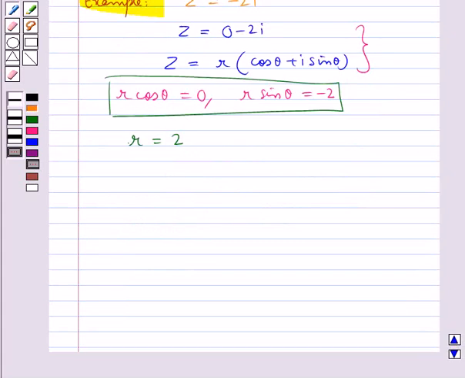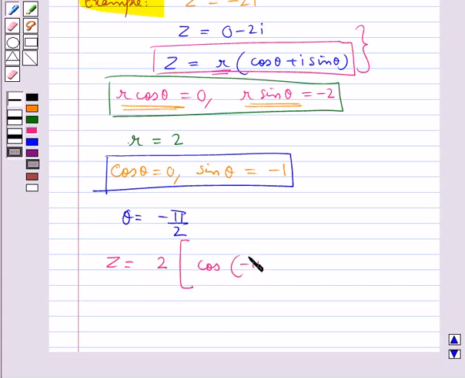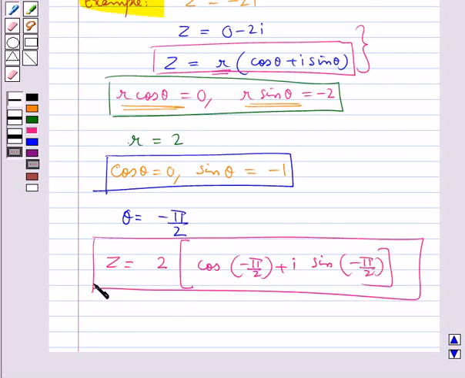Conventionally, we take r greater than 0. When we put r equal to 2 in both these equations, we get cos theta equal to 0 and sin theta equal to minus 1. Now, from these two, we get theta equal to minus pi by 2. So now, when we put r equal to 2 and theta equal to minus pi by 2 in this equation, we get Z equal to 2 into cos of minus pi by 2 plus i into sin of minus pi by 2. This is the polar form of the given complex number Z equal to minus 2i.